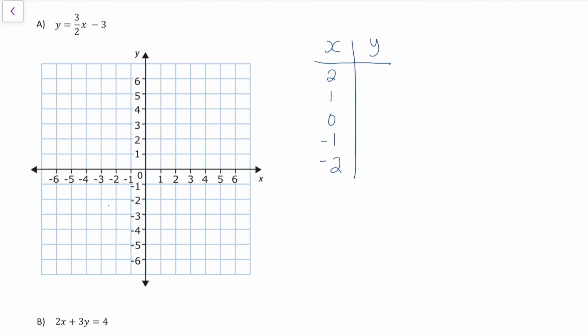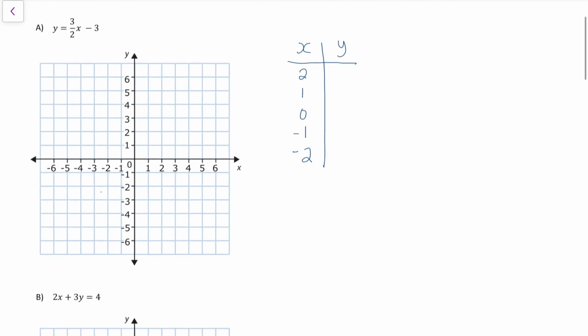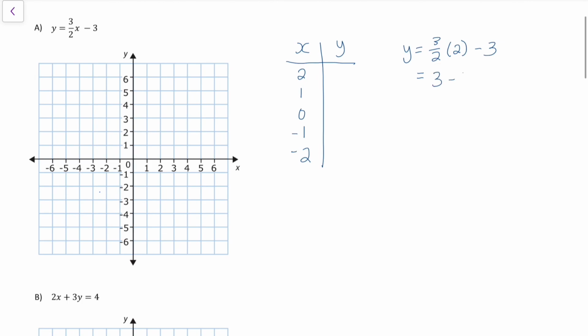So what I'm going to do is take each of these x's and substitute them into my equation, y equals 3 over 2x minus 3. So I have y equals 3 over 2, and then for x, I'm going to put in my value of 2, and then I'm just going to solve. So 3 over 2 times 2 is just 3, minus 3, which equals 0. So one of my points on my graph is the point 2, 0. So let's graph that now. Right there, 2, 0. So over 2 and up 0.